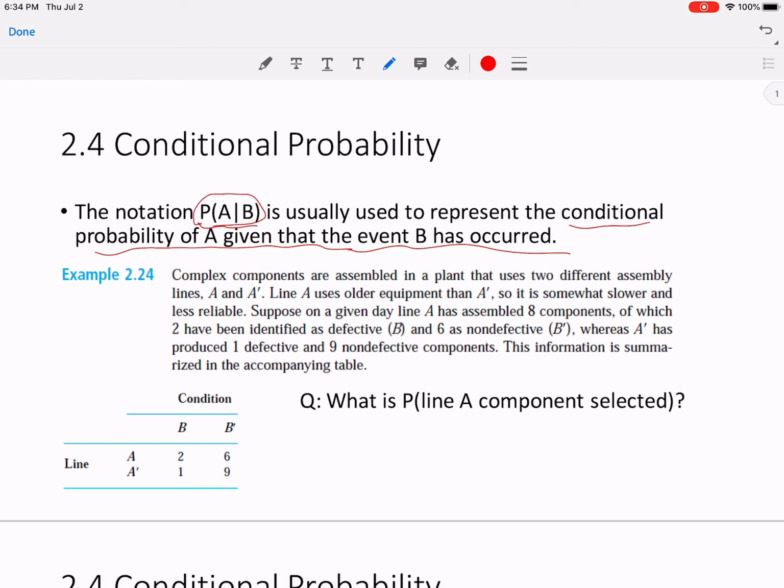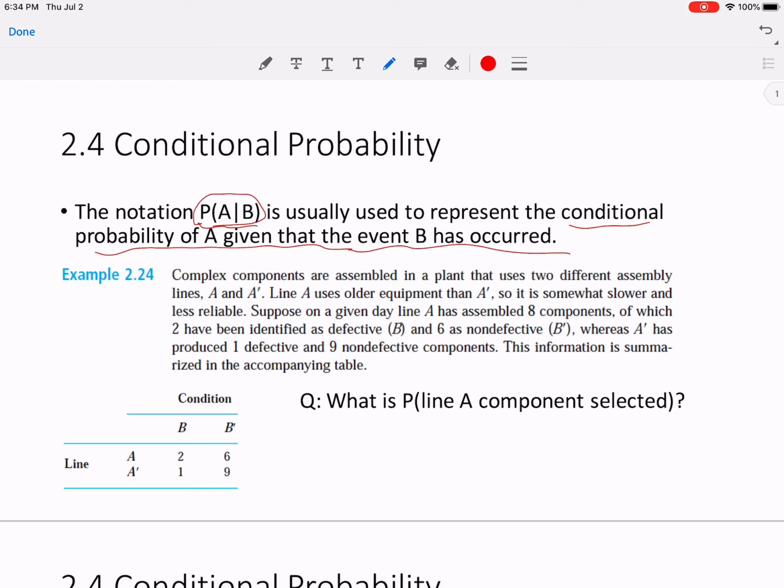Now, once we know the notation of the conditional probability, let's take a look at the example here. And this example is coming from the textbook 2.24. So the problem says complex components are assembled in a plant that uses two different assembly lines, A and A prime. Line A uses older equipment than A prime, so it is somewhat slower and less reliable.